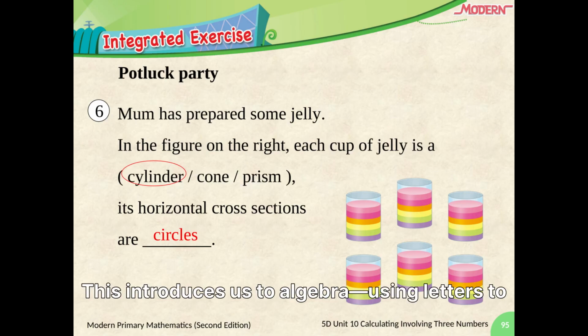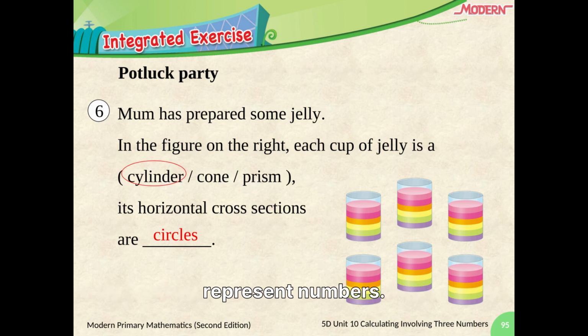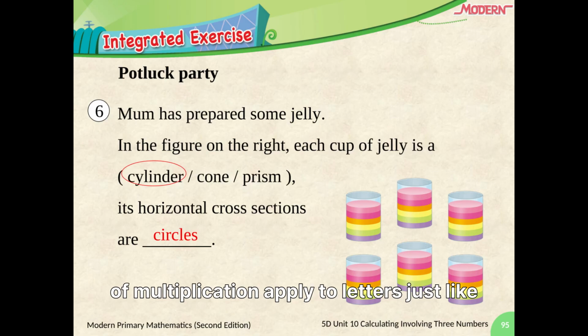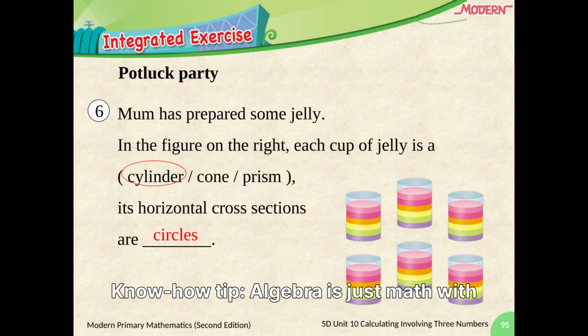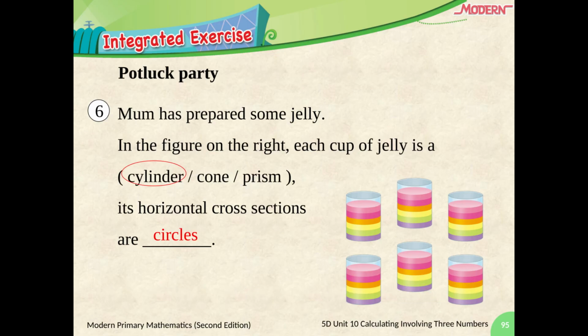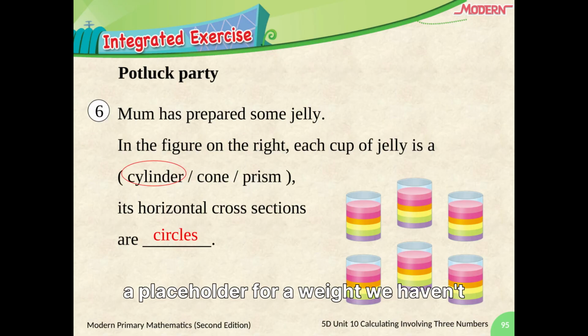This introduces us to algebra, using letters to represent numbers. The thinking way is that the rules of multiplication apply to letters just like they do to numbers. 6 cups times t, weight per cup, equals 6t total weight. Know-how tip: algebra is just math with a shorthand. Don't let the t scare you. It's just a placeholder for a weight we haven't measured yet.